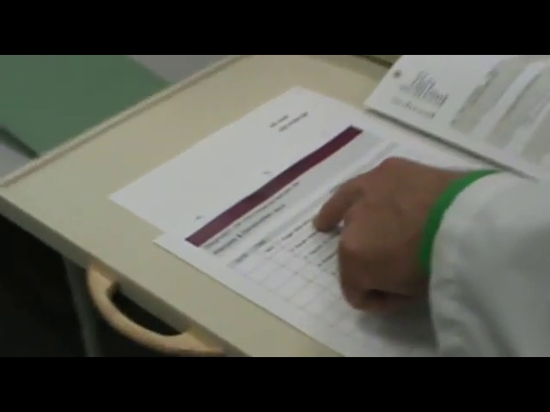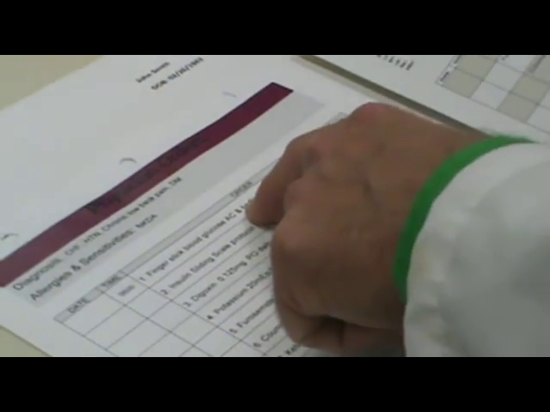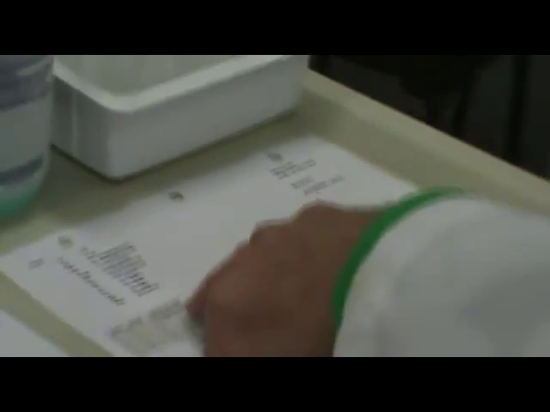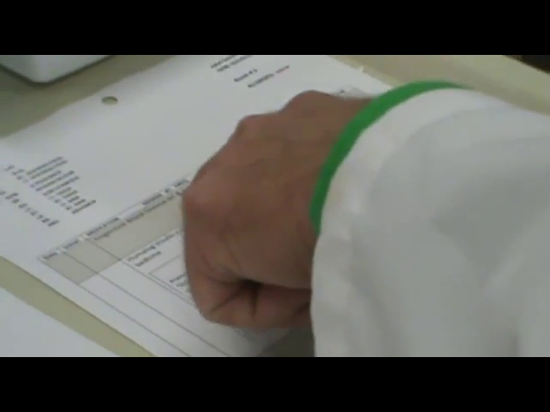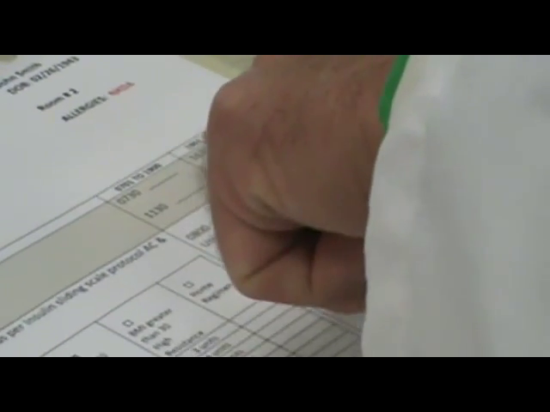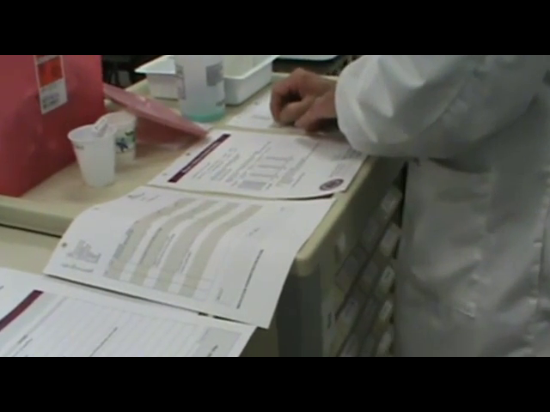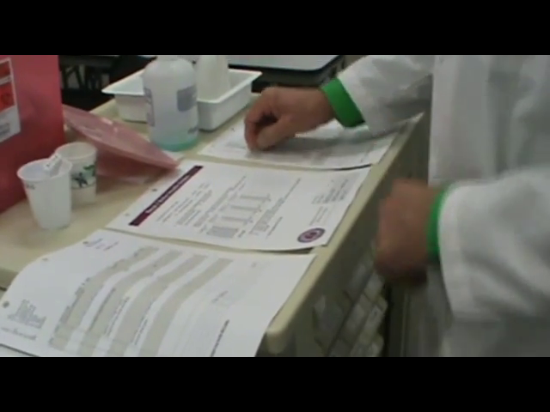Finger stick blood glucose, AC, and bedtime. Over here, this MAR here. Finger stick blood glucose, AC, and bedtime. That is scheduled for 7:30, 11:30, 16:30, and 8:30. I'm going to date and initial that.